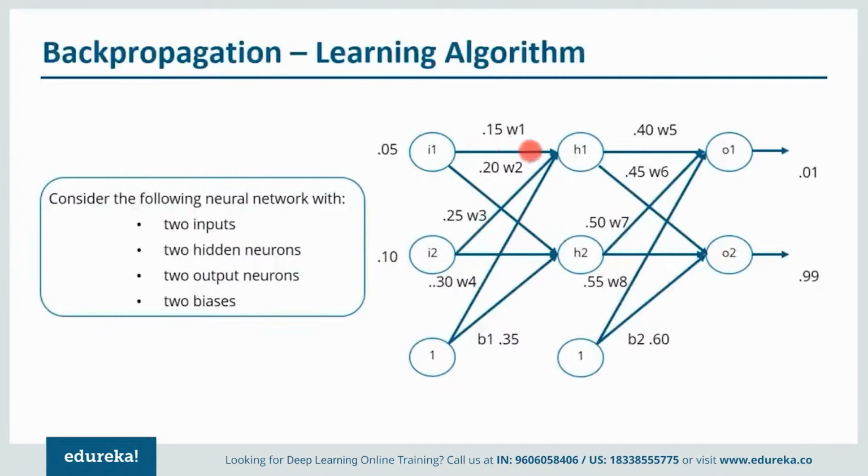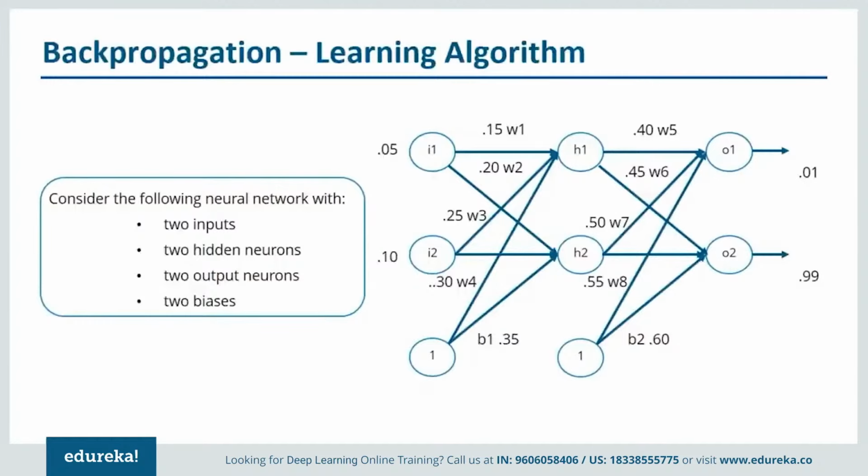Initially, we take the weights as we can see here. So 0.15 W1, 0.20 W2. These are the weights. Plus we have two biases as well. Now what we need to do is make sure that we have weights in such a way that we get output as 0.01 and 0.99. But let us see if we get that same output when we provide these weights.